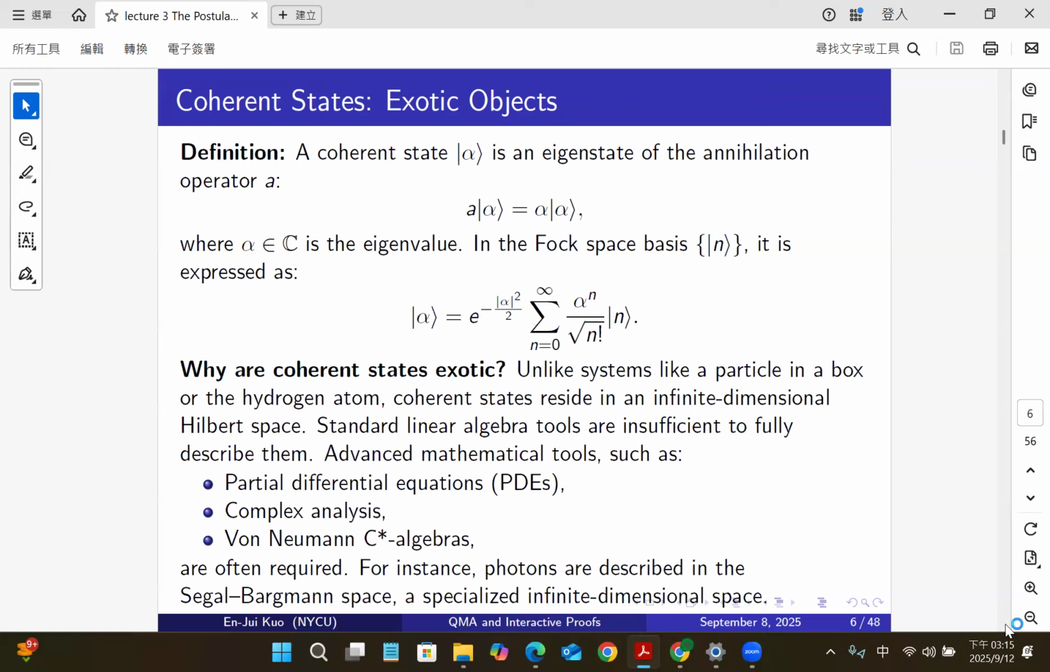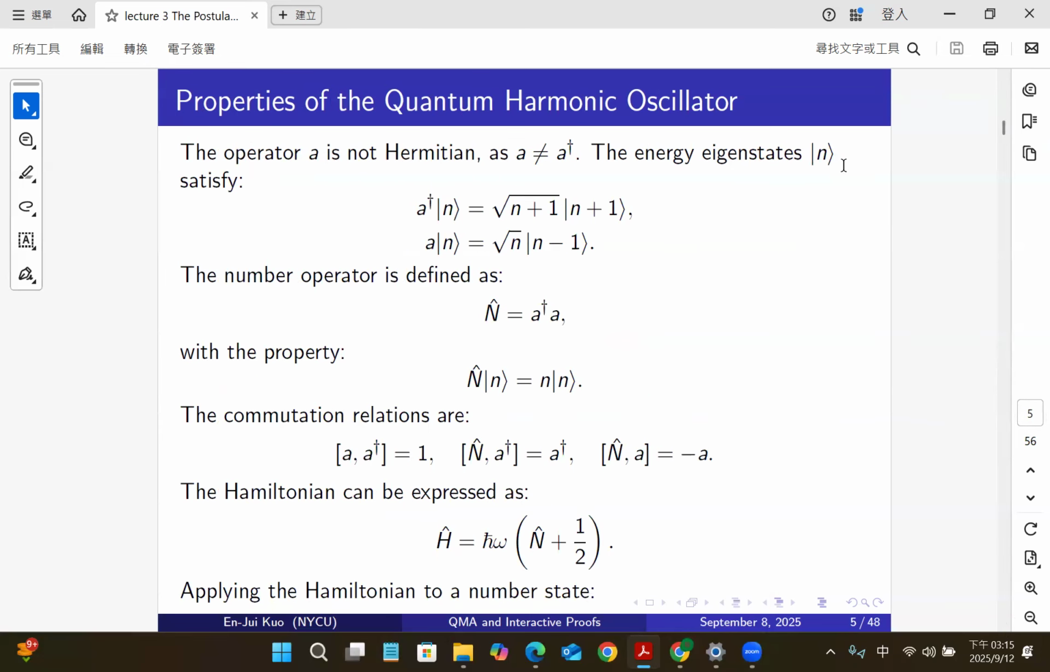So previously we talked about this quantum harmonic oscillator, right? I want to tell you that there is some exotic object in this kind of vector space. For example, there exists a state called the coherent state. So notice that this vector space is infinite dimensional.